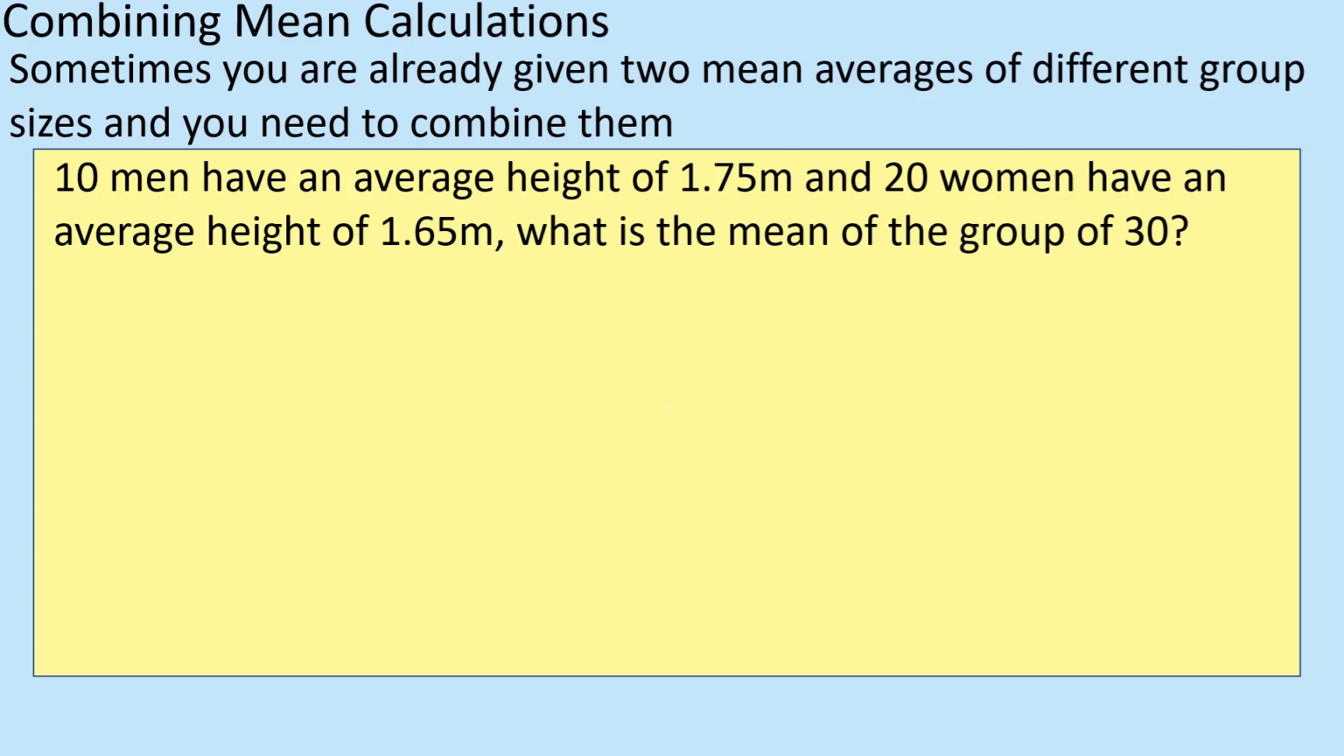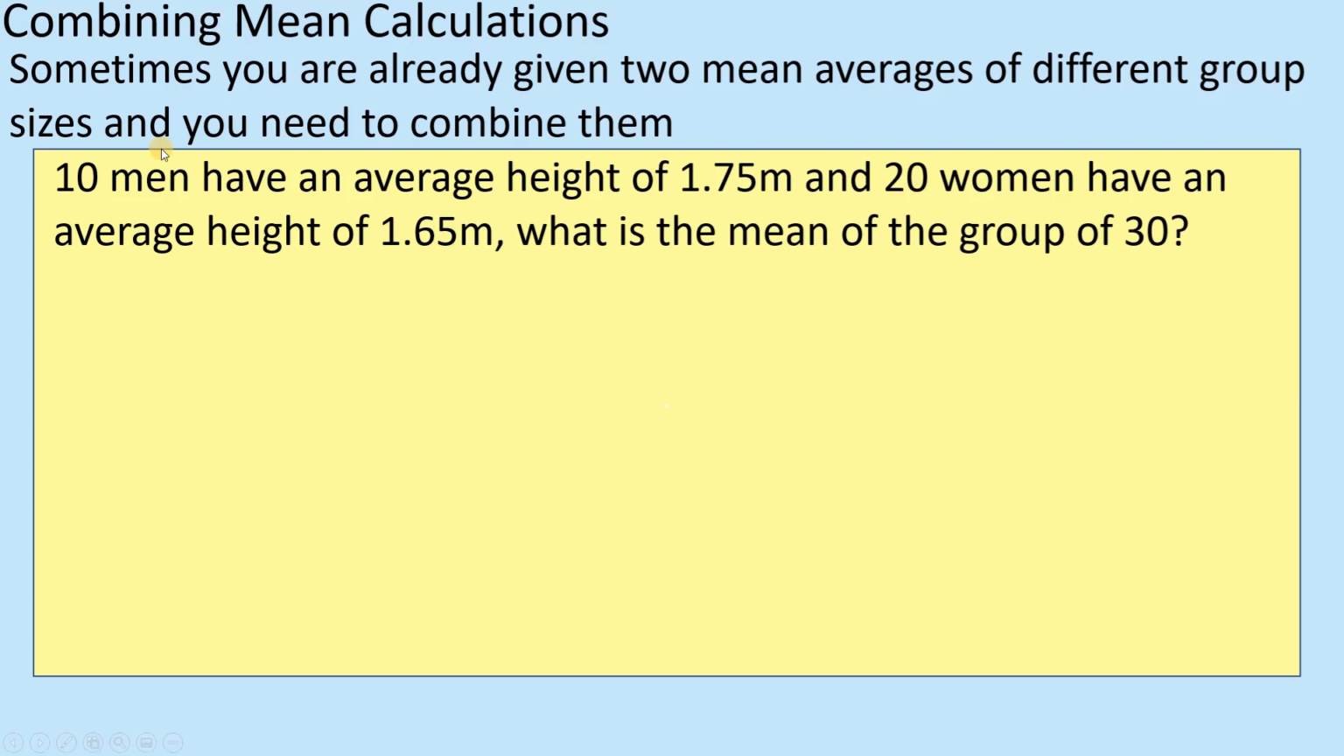This is not just a case of adding 1.75 and 1.65 and halving them. It's not going to work because I've got 10 men and 20 women. The numbers are uneven. So I'm going to give you a way of approaching it no matter what those numbers are, so that you're clear on how to tackle this. If you're combining them, think about what we did at the beginning of this lesson. We're trying to think about what their total heights are, and then we're going to look at combining them.